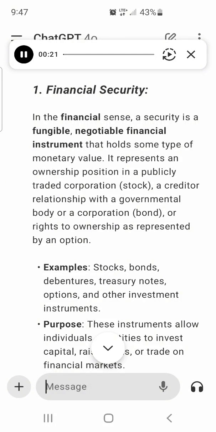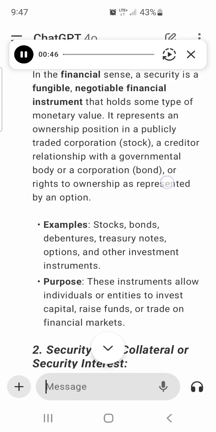monetary value. It represents an ownership position in a publicly traded corporation (stock), a creditor relationship with a governmental body or a corporation (bond), or rights to ownership as represented by an option. Examples: stocks, bonds, debentures, treasury notes, options, and other investment instruments. Purpose: these instruments allow individuals or entities to invest capital, raise funds, or trade on financial markets.